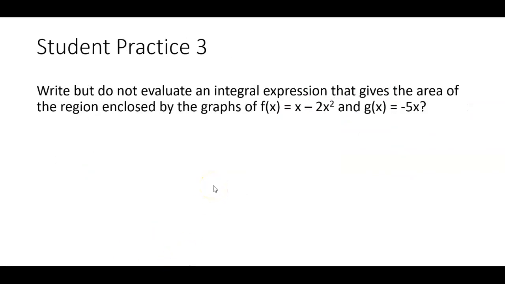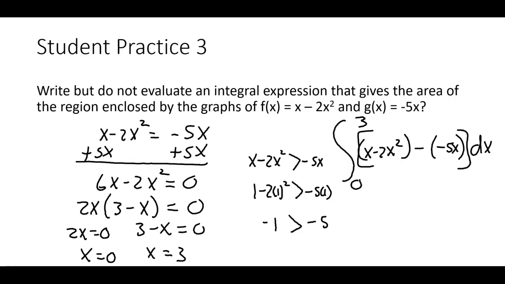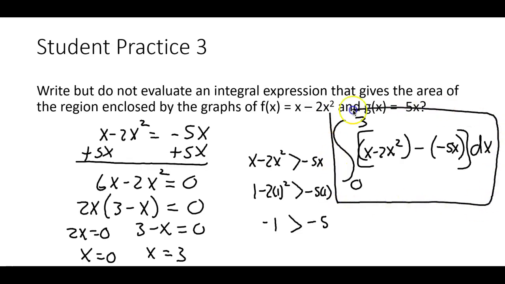Here's one for you, though. Now, I do want you guys to figure out which one's on top. So, even though I'm giving you the hacks, go ahead and apply what we've learned to figure it out. But there it is. The place where they intersect is 0 and 3, and the function that's on top is the x minus 2x squared.